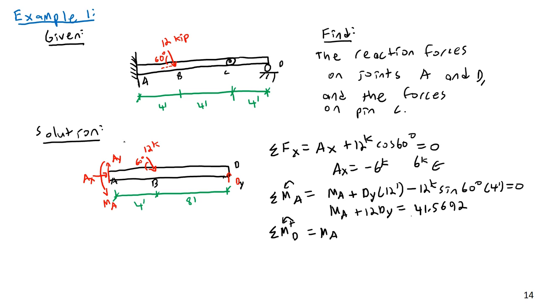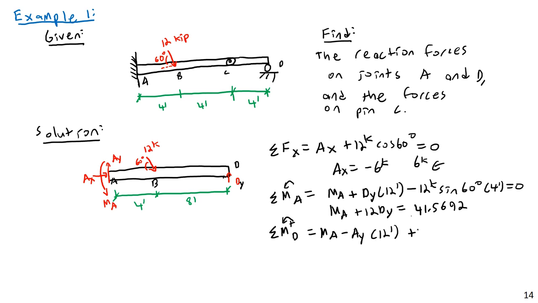Then I'll have a negative moment caused by AY, whatever that vertical reaction force is. The AX and the horizontal component of the 12 kip force aren't going to generate any moment about D because their line of action passes right through point D. So minus AY times the moment arm length of 12 feet. And then a positive moment, or counterclockwise moment, about joint D, the applied force will generate.